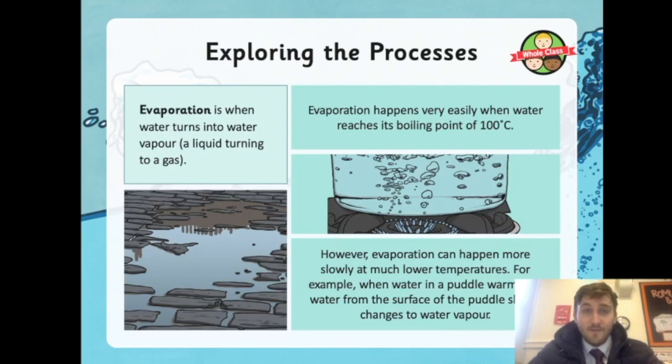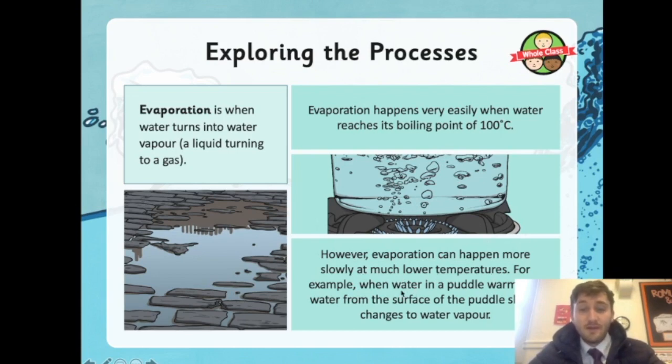So firstly, from our liquid, this is called evaporation. And this is when water turns into water vapour. So that's a liquid turning into a gas. And evaporation happens really easily when water reaches its boiling point of 100 degrees Celsius. So when we boil water like in a kettle, the water must get to 100 degrees Celsius for it to evaporate and start boiling. However, evaporation can happen more slowly at much lower temperatures.